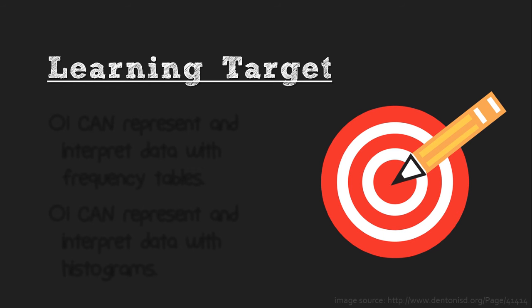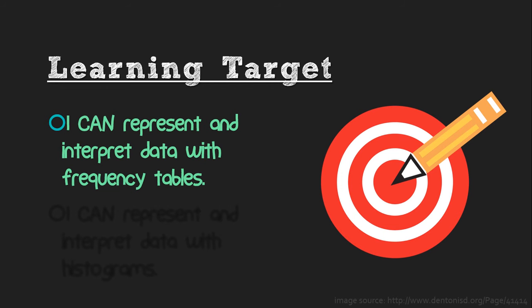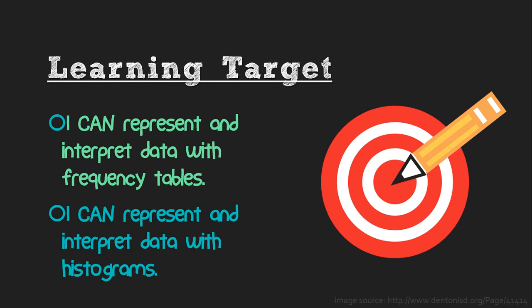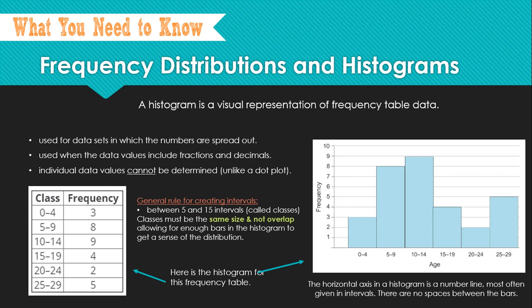In this video, we're going to take a look at two different learning targets. I can represent and interpret data with frequency tables, and I can represent and interpret data with histograms. So what do you need to know? Frequency distributions and histograms. A histogram is a visual representation of a frequency table, so the two go hand in hand. Over here to the left, this is our example of a frequency table.